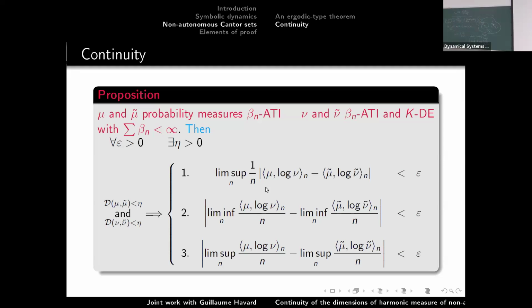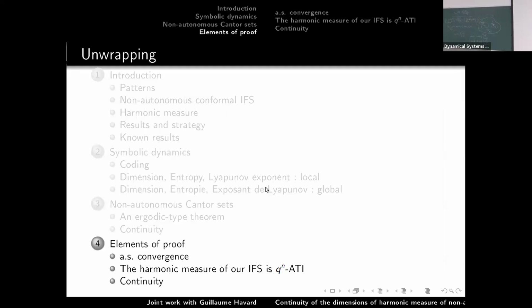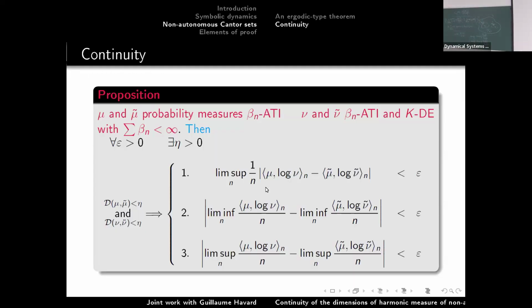So I have two propositions to prove to you. At least try to prove. The first one is to say this one. And the second proposition is to say that when mu and mu tilde are close, I have this for the entropy, same thing for the Lyapunov exponent. And I have that now.